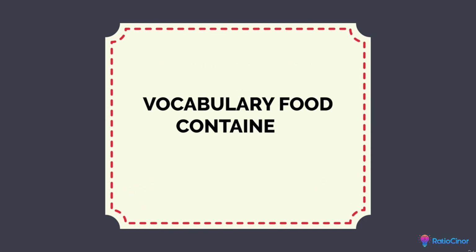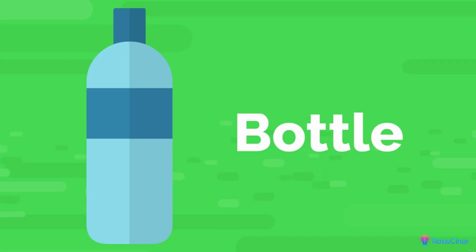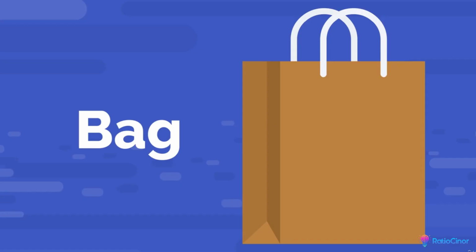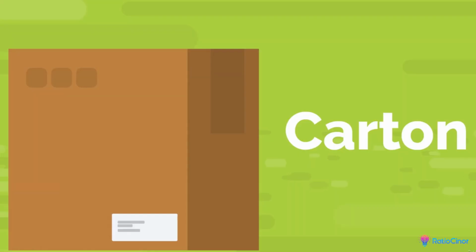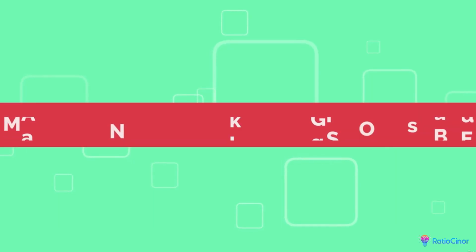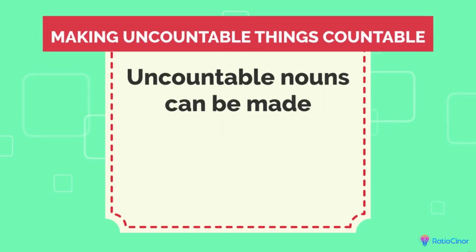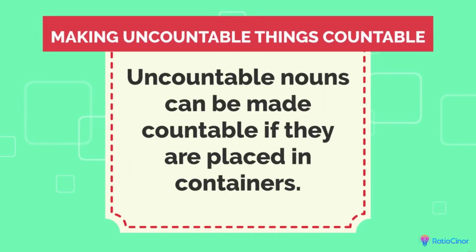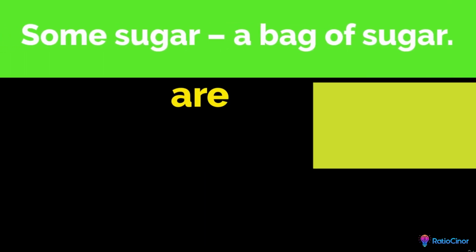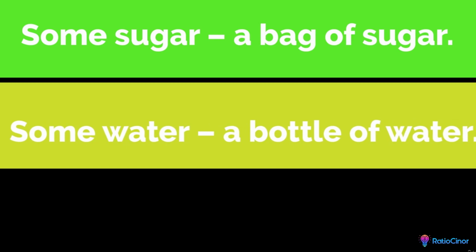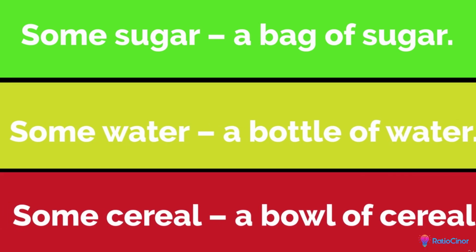Vocabulary, food containers. How many? How much? Bottle, box, bag, bar, tube, glass, carton, jar. Making uncountable things countable. Uncountable nouns can be made countable if they're placed in containers. Some sugar, a bag of sugar. Some water, a bottle of water. Some cereal, a bowl of cereal.